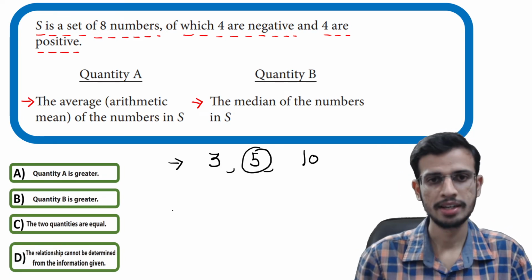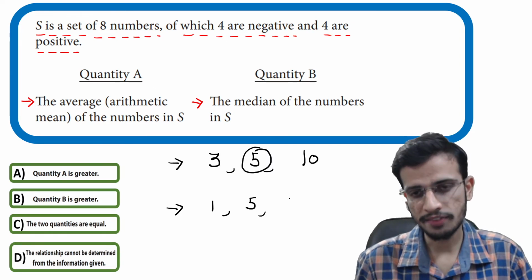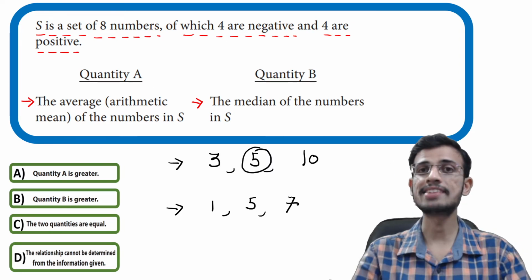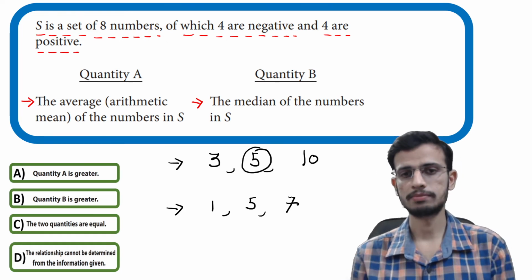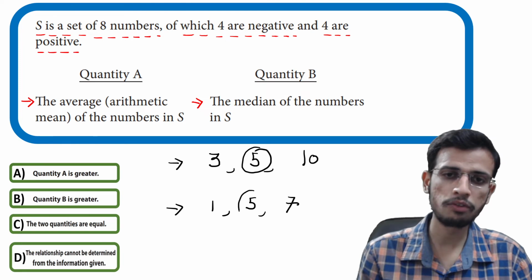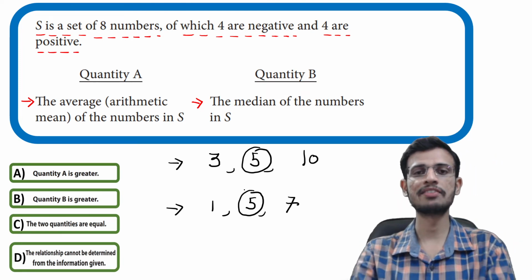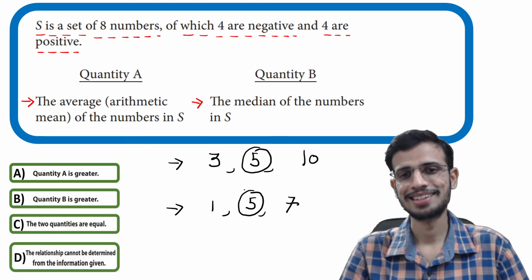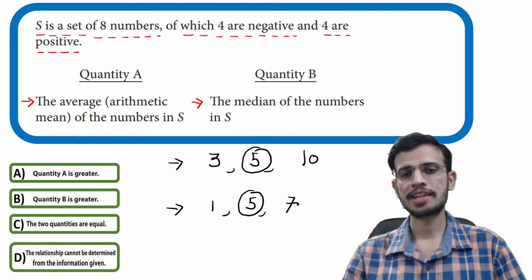If I write this sequence, then again the physically middle term in ascending order. We have to arrange the numbers in ascending order. Then median will again become 5, but average is different, right? Average will be different. Median is the same, so I'm just giving you an example.